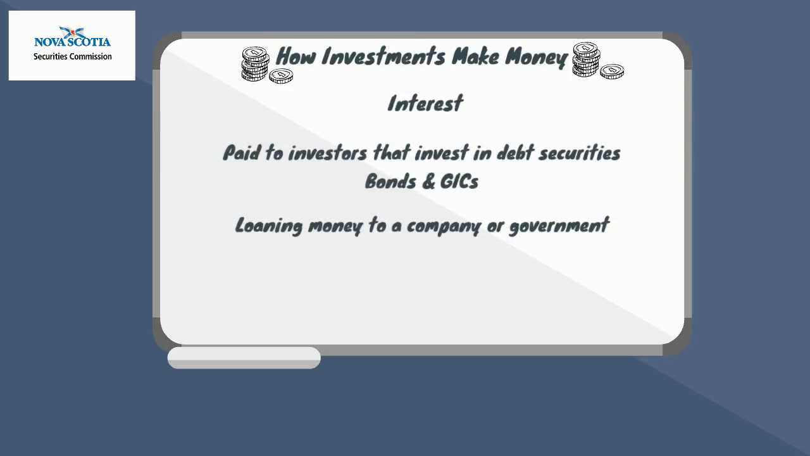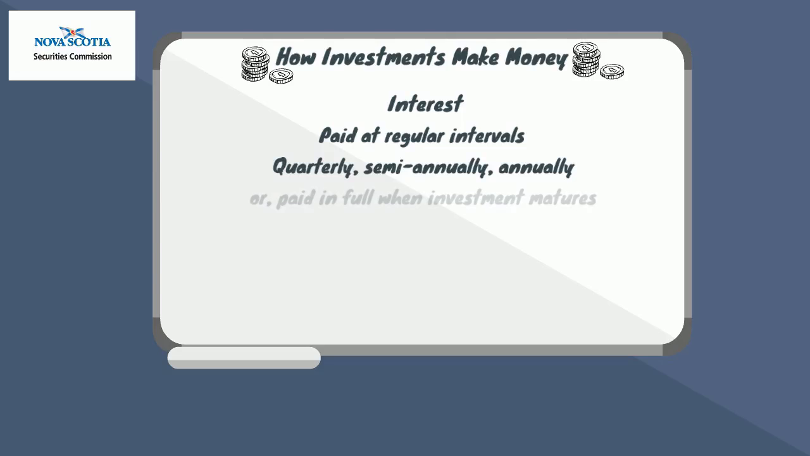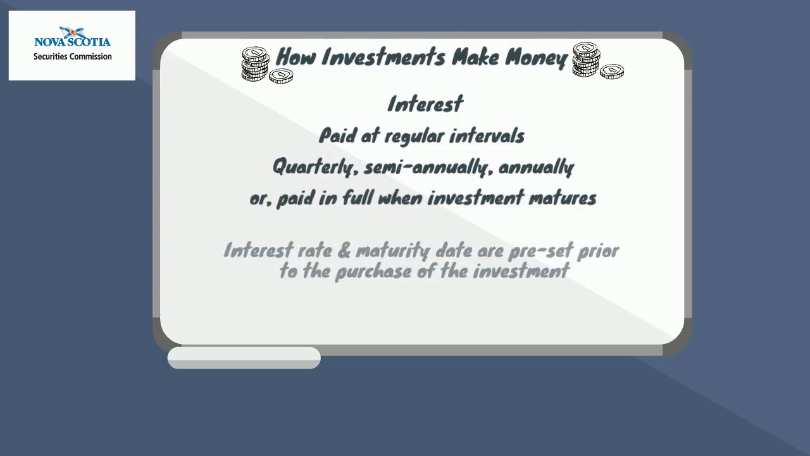In essence, the investor is loaning a company or government money with the expectation that they will be paid back this loan plus interest. This interest can be paid at regular intervals, quarterly, semi-annually, or annually, for example, or it could be paid back in full, along with the principal investment at maturity. The interest rate and maturity date are generally preset before the bond or GIC is purchased.